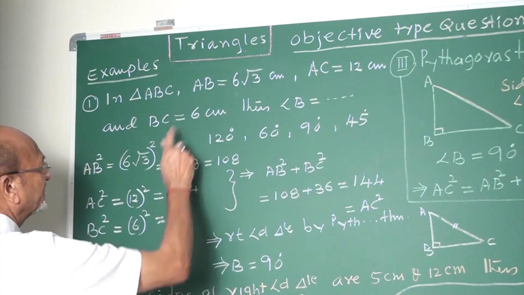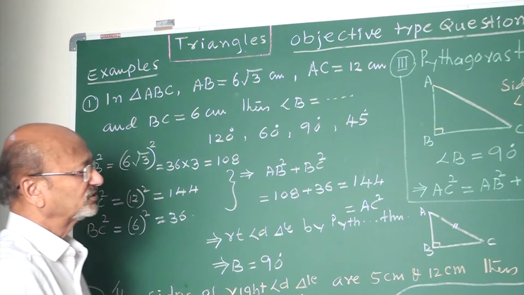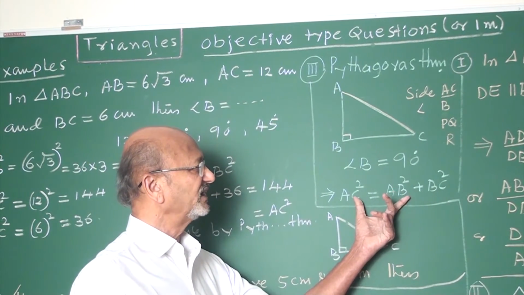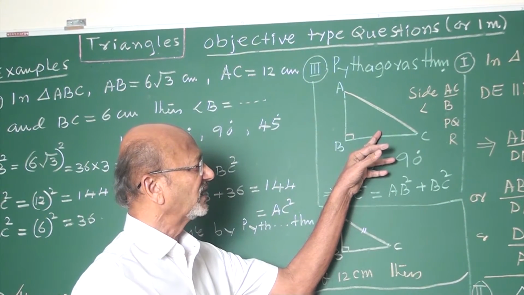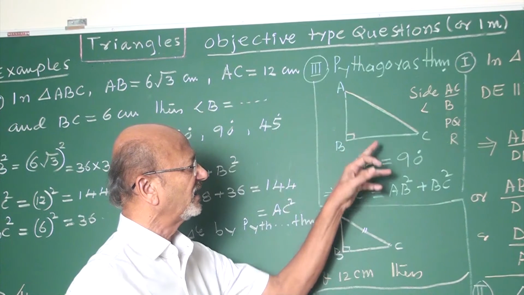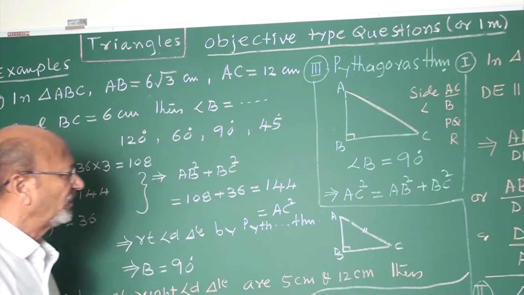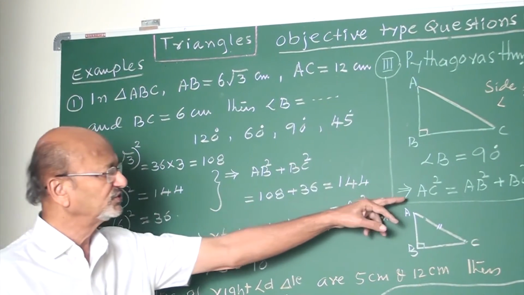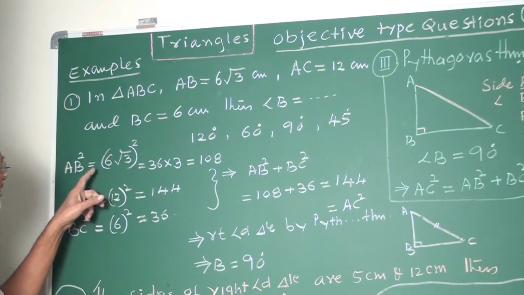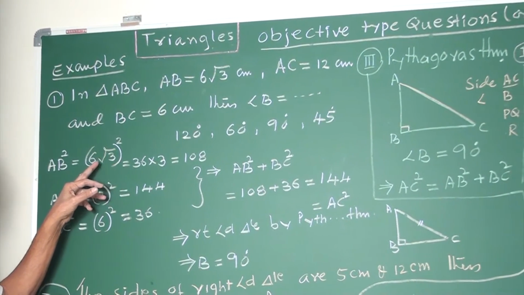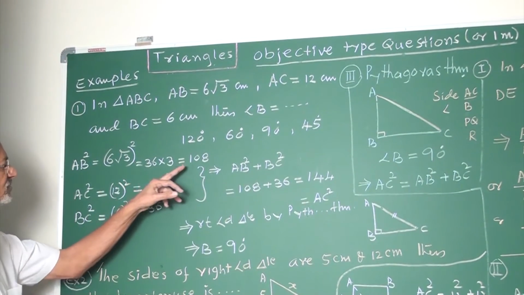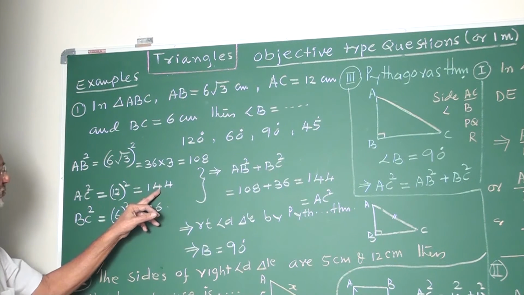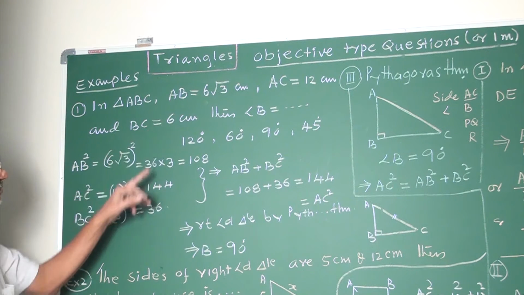These are the sides. In the Pythagoras theorem, what is the deciding factor? The sides. These sides will decide the angle of the triangle. Find the sides. AB is given as 6 root 3, so square it. Squaring all of these, 6 squared is 36, root 3 squared is 3, so 36 into 3 is 108. Next, AC square is 12 square, and BC is 6, whose square is 36.